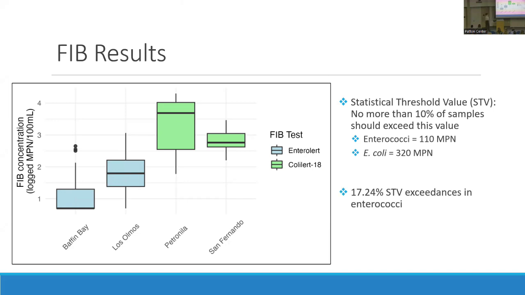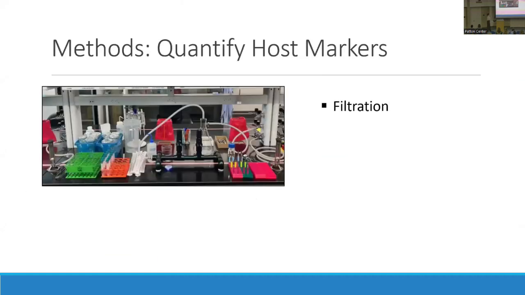Well, when it came to the enterococci in Baffin and Los Olmos, 17.24% of our samples were exceeding that number. And within the tributaries, Petronila and San Fernando, 80% of them exceeded that number. So we need to look a little closer. We have to do something to figure out where this is coming from, and so we can manage those individual sources, because all we know right now is that it's there. So we do something called microbial source tracking. This is the meat of what my lab does.